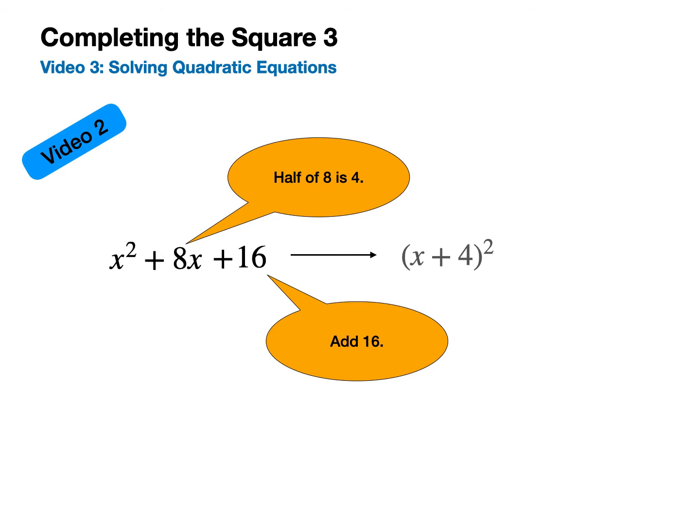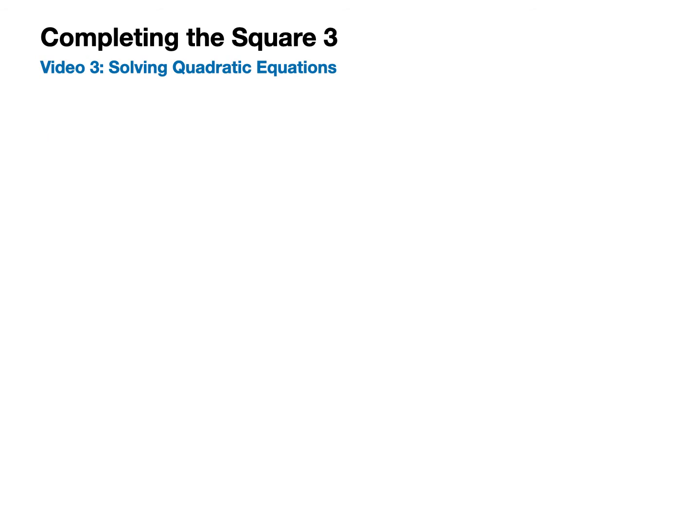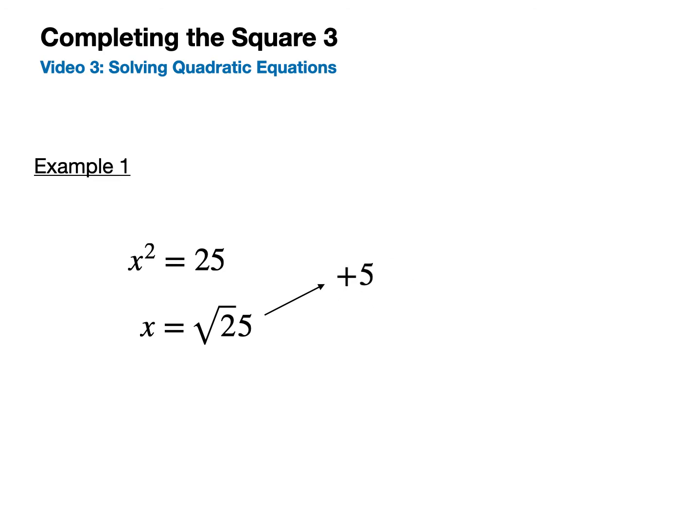Well, that's the background. I'm now going to show how the trick can help you to solve quadratic equations. Here's the first example, x squared equals 25. Look at the left-hand side of this equation, the x squared. You don't need to complete the square because x squared is already a square. Taking the square root of both sides, you get x equals the square root of 25, and there are two answers, plus 5 and minus 5.